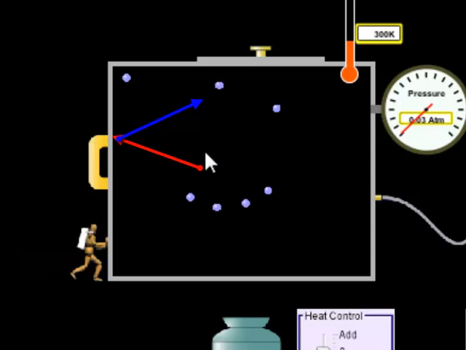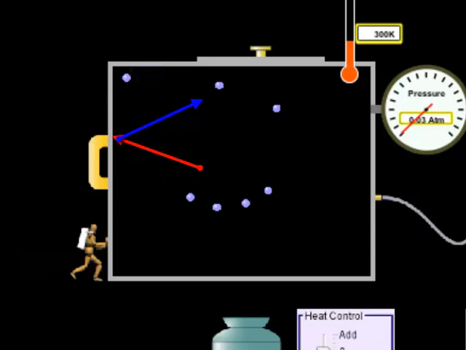The initial momentum of the particle depends on the mass and the velocity. So the initial momentum was in this direction, and the final momentum also depends on the same mass and on the final velocity. The final velocity is in a different direction, so there's been a change in the momentum. The change in momentum is the final momentum minus the initial momentum.